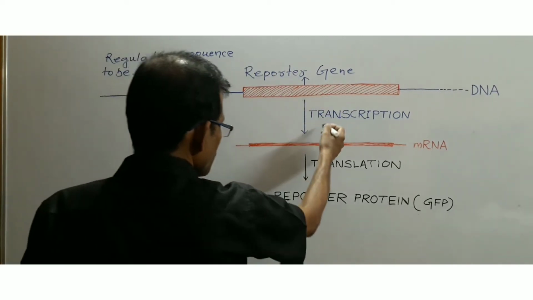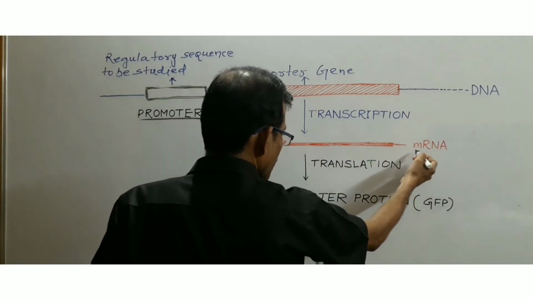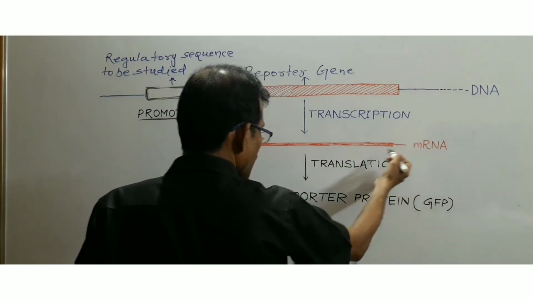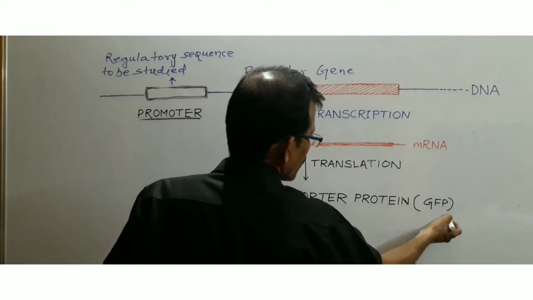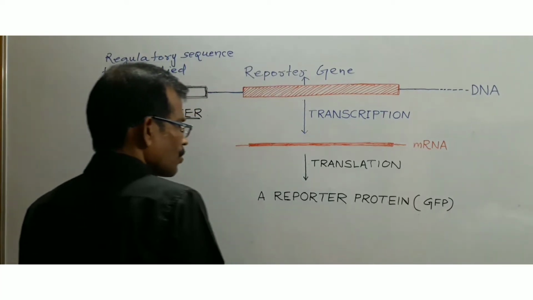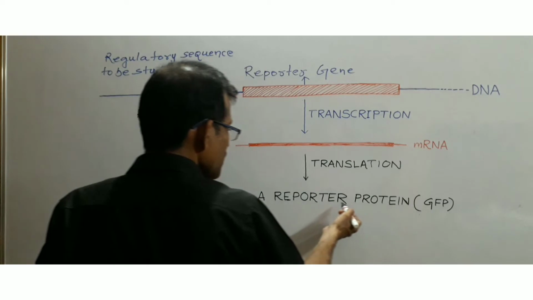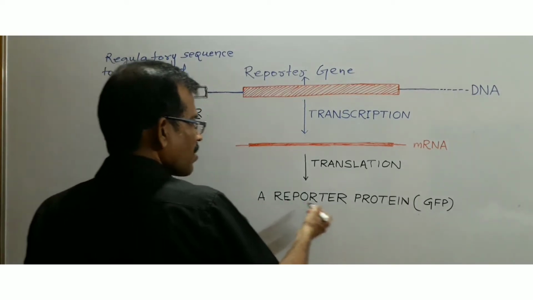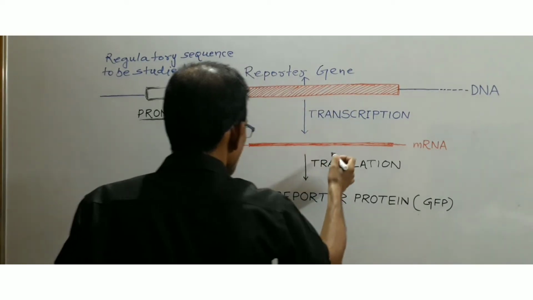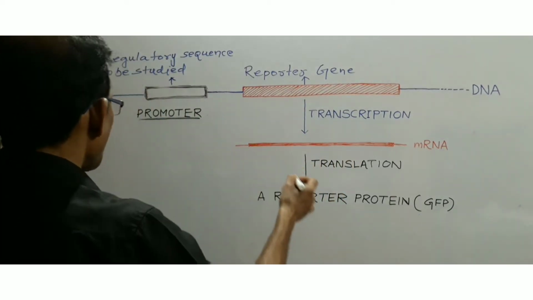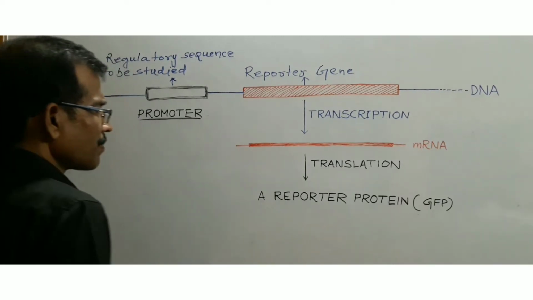Reporter genes are transcribed, resulting in the formation of mRNA, and the mRNA is later translated to form the reporter protein, for example GFP. The amount of protein that is formed can easily be measured through various assays. So by using a reporter gene, we can easily study the function of various gene regulatory elements.